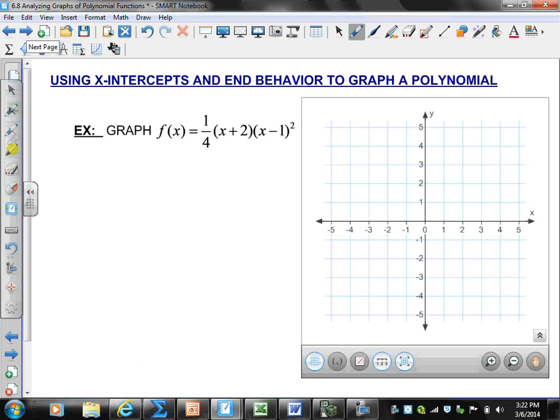So let's look at a problem here. You might want to go get some graph paper if you don't have it already. I might want to pause it first. We're going to use the x-intercepts and the end behavior, which we haven't seen in a while, to help us graph this polynomial.